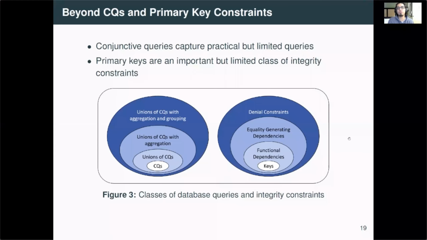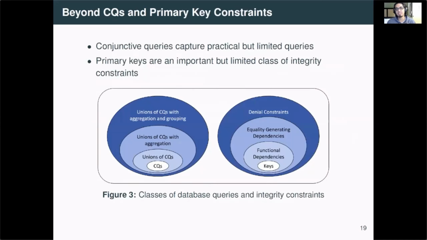I have been talking a lot about conjunctive queries and primary keys, but conjunctive queries capture a practical but still limited class of queries. And similarly, primary keys are also important, but still a limited class of integrity constraints. So though we started out with conjunctive queries and primary keys, we can extend these. We managed to stretch this to unions of conjunctive queries with aggregation and grouping, and over databases that are inconsistent with respect to arbitrary denial constraints. So in some sense, this is how much you can push with SAT solving.